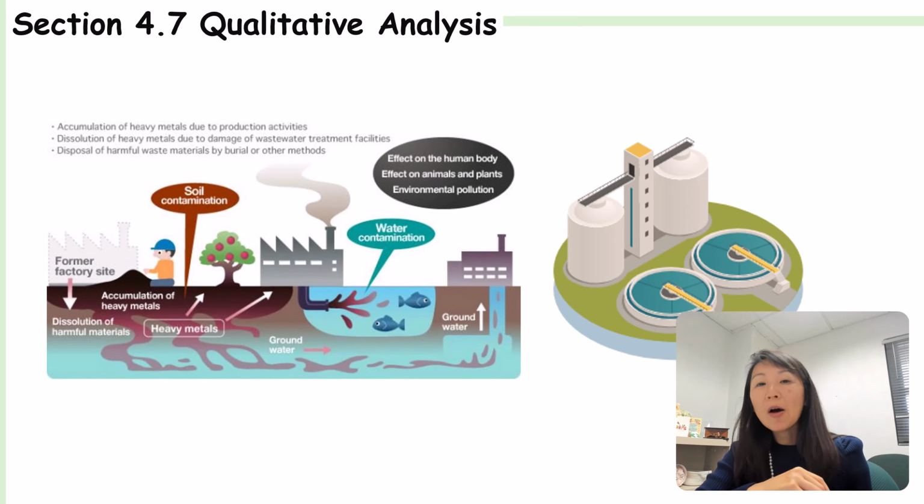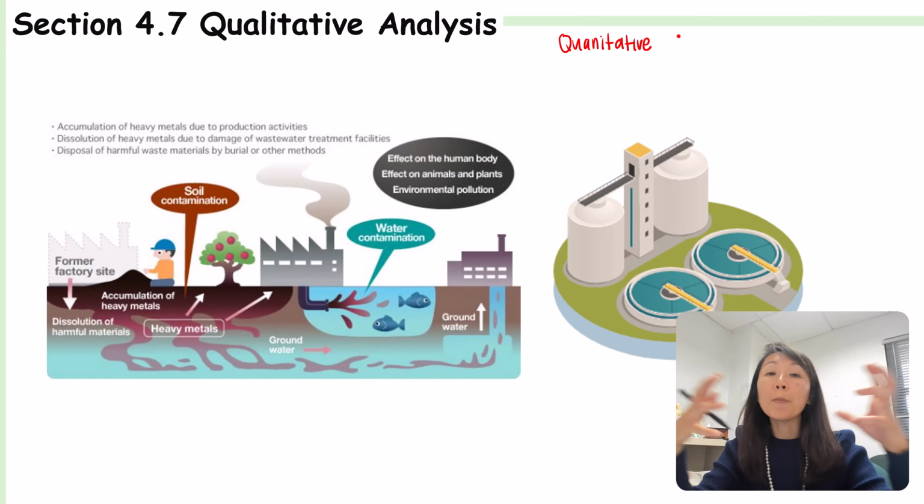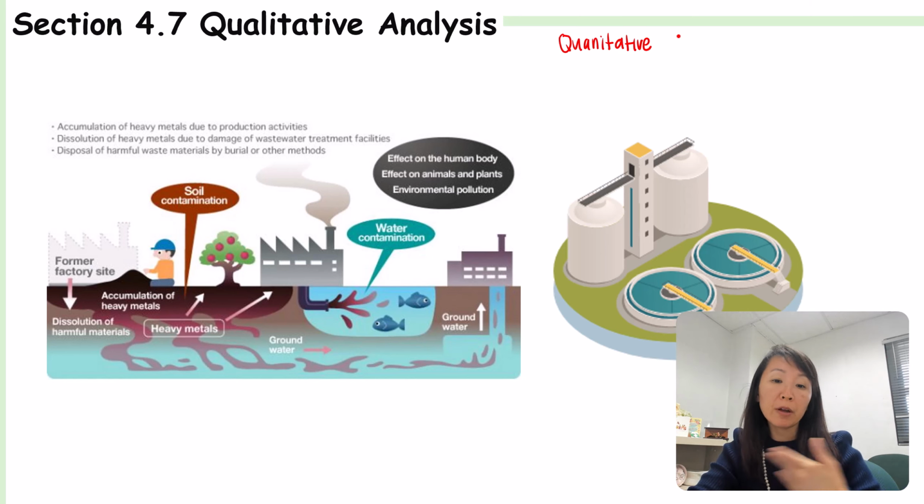When we're discussing qualitative analysis, we're trying to look for the identity of a substance. If I were to talk about quantitative analysis, I'm looking for the amount of substance, like how much did you produce, how much was required to produce this much amount. Now, qualitative analysis, again, is trying to find the identity of a substance. Take a look at this example here.